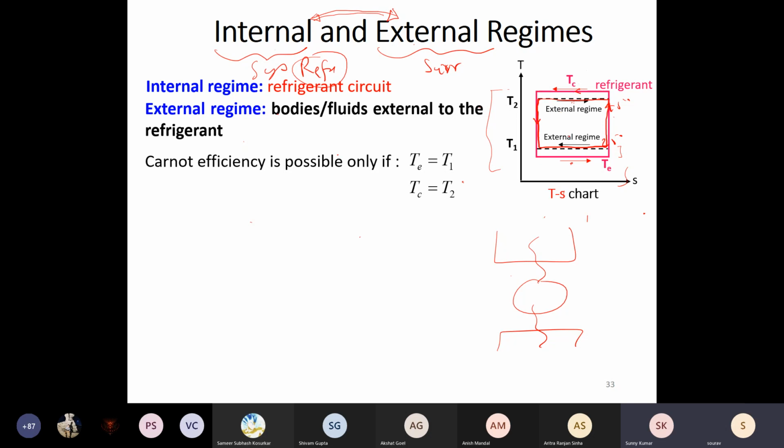But in order to have some finite amount of temperature difference between the internal and external regime, I will have to push this temperature to maybe 5 or 6 degrees above 45, and I'll have to keep this temperature 5 or 6 degrees lower than 25, or even 1 degree or half a degree. So I can never attain the Carnot efficiency even if the processes internally look like Carnot. So you can have irreversibilities between the system and surroundings because of the heat transfer process.